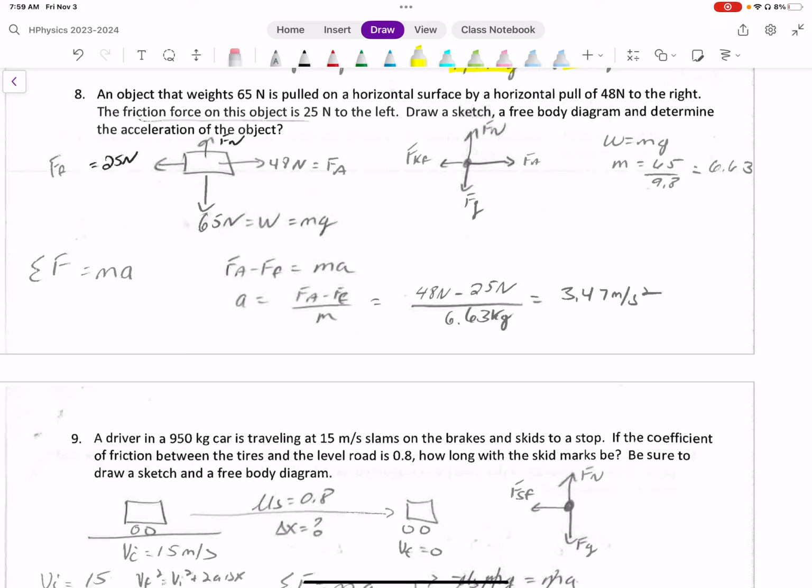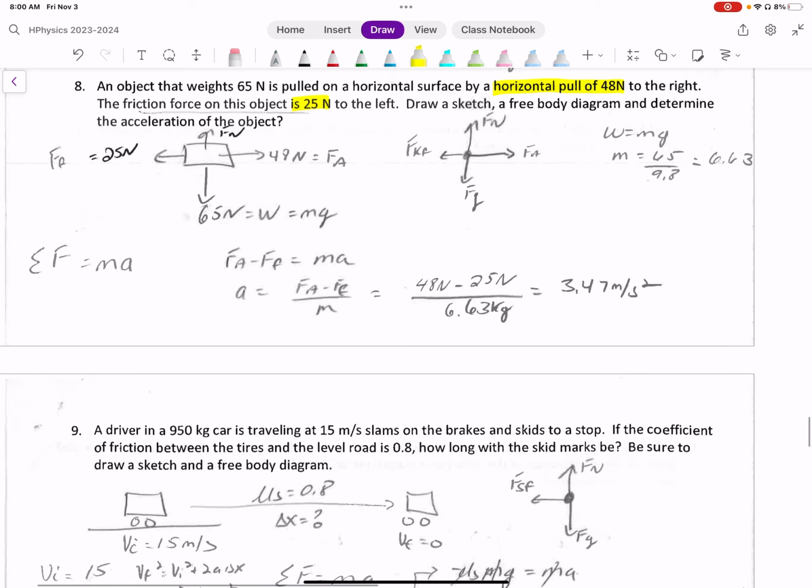Number 8, we have an object that weighs 65 newtons, is pulled on a horizontal surface by a horizontal pull. That's a very important word. 48 newtons to the right. The friction force on this object is 25 newtons to the left. Draw a sketch, a free body diagram, and determine the acceleration of the object.